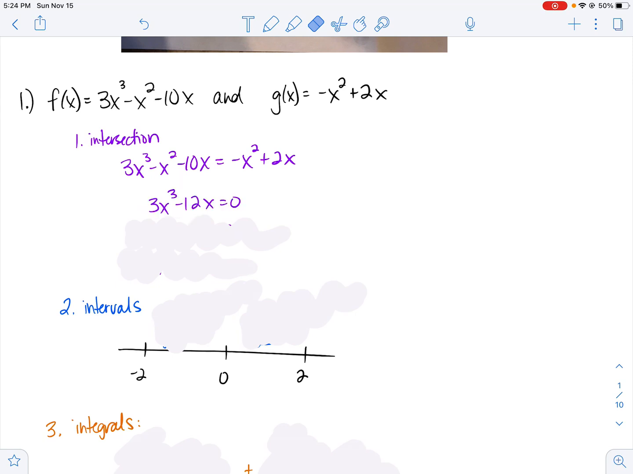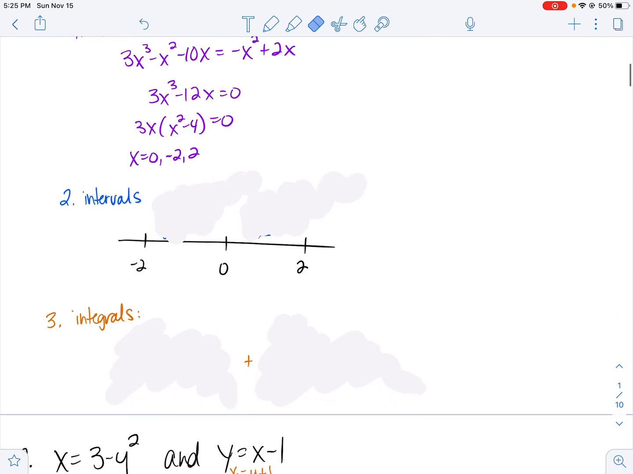I moved every term to the same side, and I ended up getting 3x cubed minus 12x equals 0. I factored with a GCF of 3x, and then I set each part equal to 0. And it looks like they intersect then at 3 different places, at 0, at -2, and at +2. So you can look at the picture of the graph, which you did a good picture on the one that you sent me.